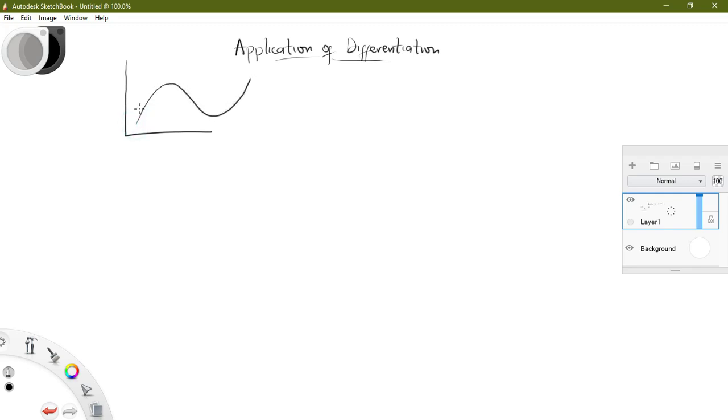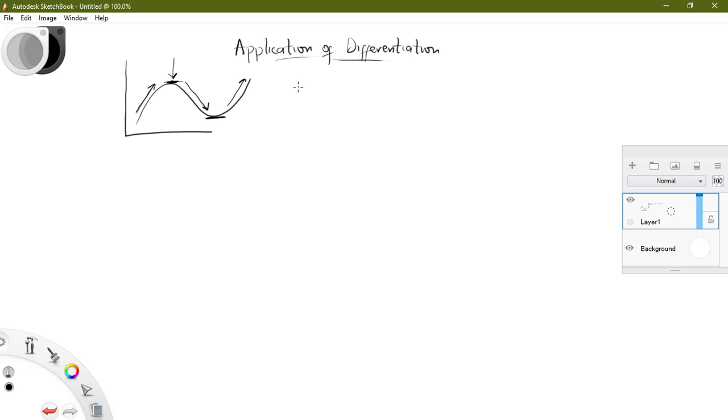Now you realize that at this point the equation is increasing, right? It's going up. At this point it is reducing, and it goes like that. And you see that at this point it is stationary, and it is also the turning point of the equation, right? Same as this side, the turning point of the equation.